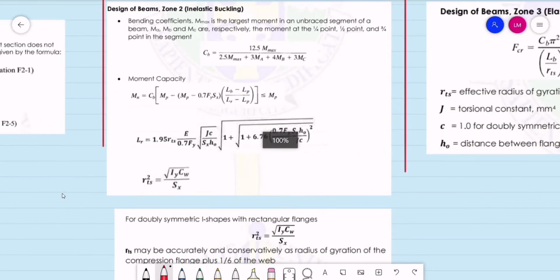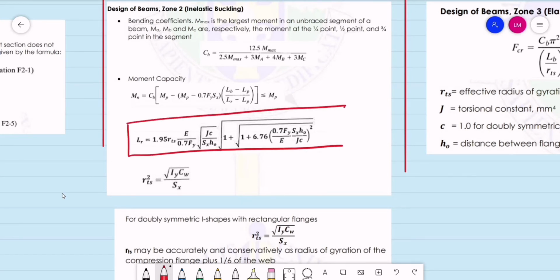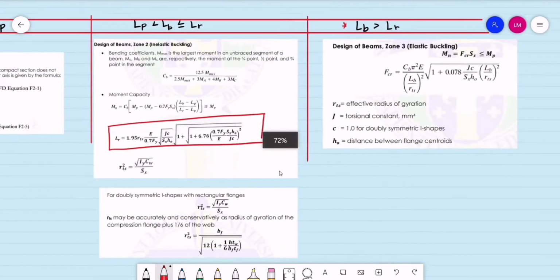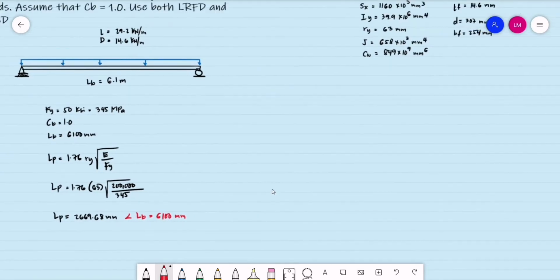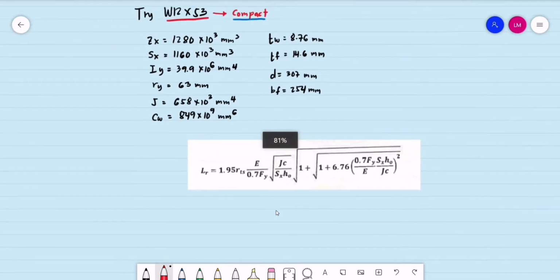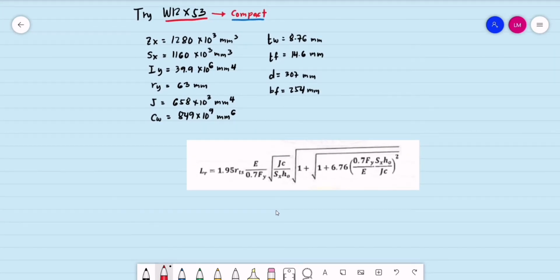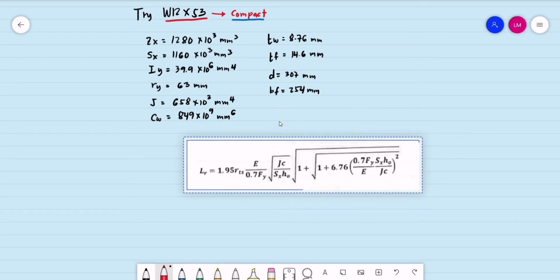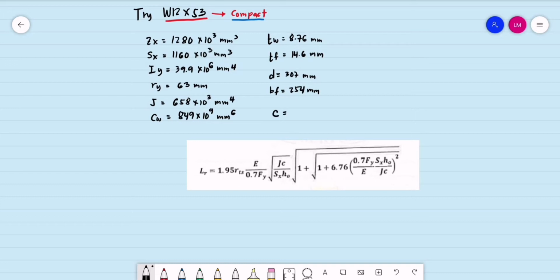So for us to determine which zone, we need the value of this L sub R. So computing for the value of L sub R, we'll be needing this equation. So let's have the elements of this equation. We need the value of C. The value of C is equal to 1.0 for a symmetrical I-shaped section.